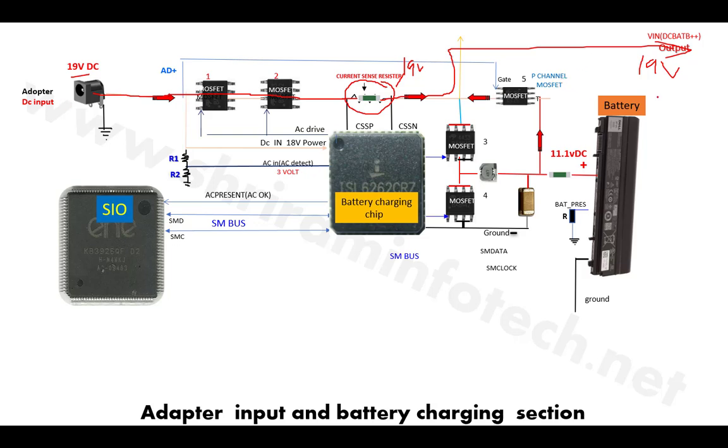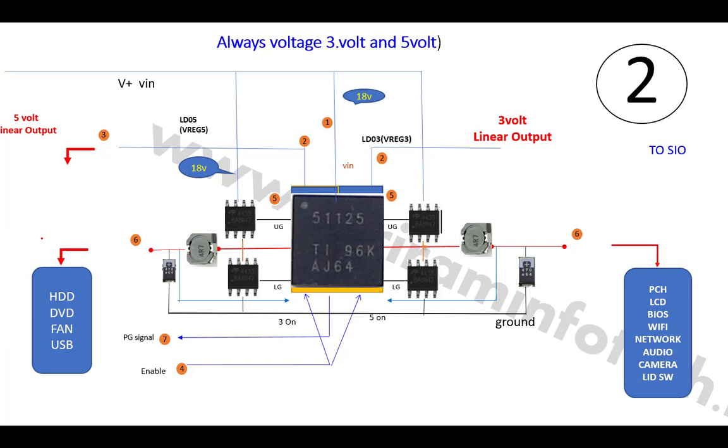Next are the 3 volt and 5 volt sections. Here is the 3 volt and 5 volt section. This 19 volt is coming from here and goes inside the chip at its VIN pin. Here is the VIN pin. It goes inside this 3 volt and 5 volt chip, and then the chip generates the 3 volt.